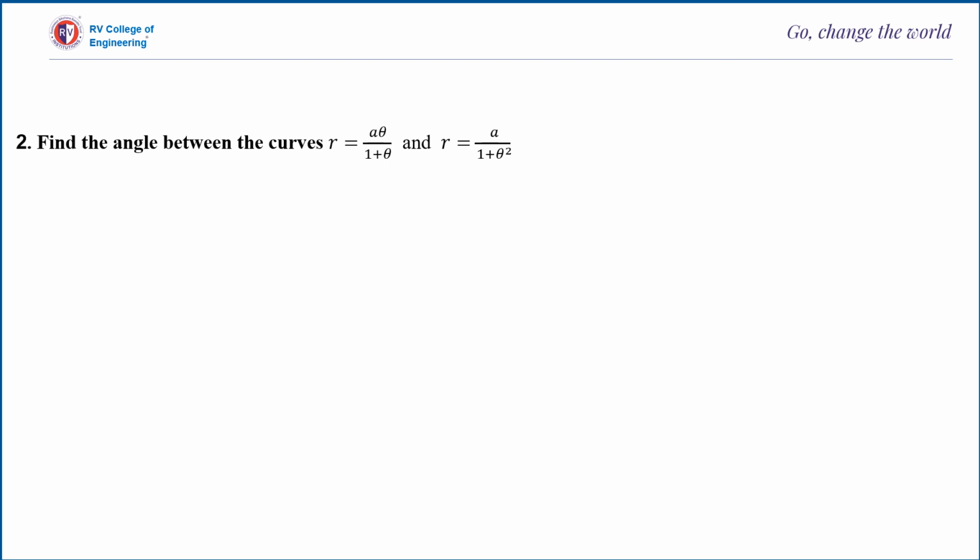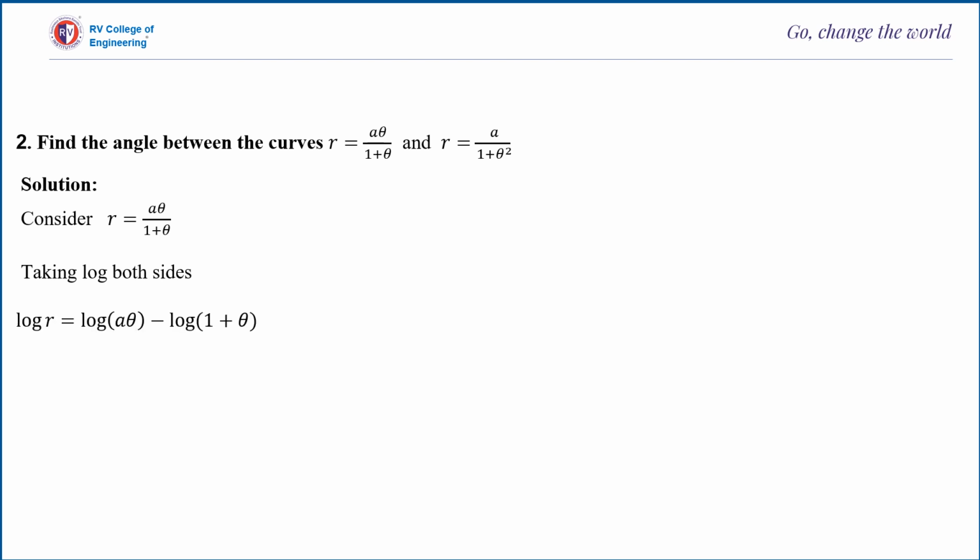Another example is, find the angle between the curves r equal to a theta by 1 plus theta and r equal to a by 1 plus theta square. Consider the curve r equal to a theta by 1 plus theta. Let us take log both sides. We all know that log a by b is equal to log a minus log b. So taking log both sides, log r equal to log a theta minus log 1 plus theta.